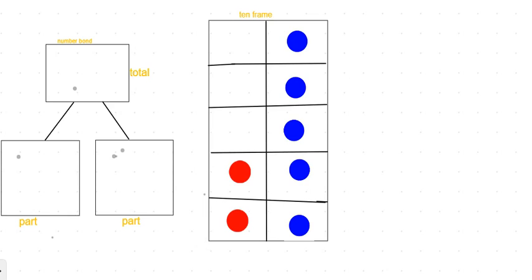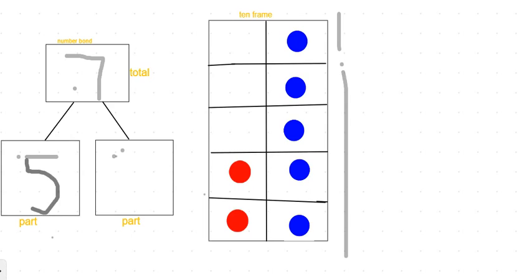So we have 7 altogether. So we're going to go ahead and put our 7. So if you have 7 altogether, this side has how many blue ones? It has 5 blue ones. So we're going to put our 5 blue ones.